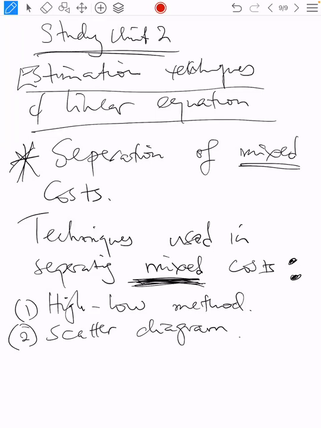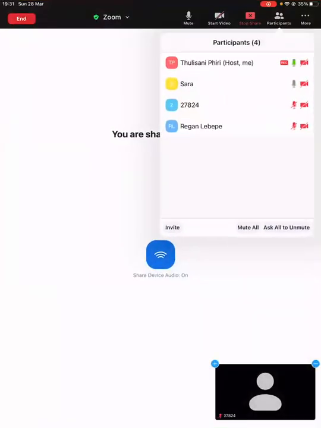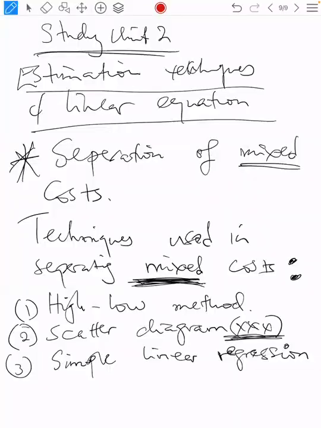And then we have number 3, simple linear regression. It's another technique that we use to separate our mixed cost into variable and fixed. Don't worry about it. No one can say separate your cost using the scatter diagram, no. But for a theory, they can say state the techniques that are used to separate mixed costs. You just state it in passing. All right, we move on now.